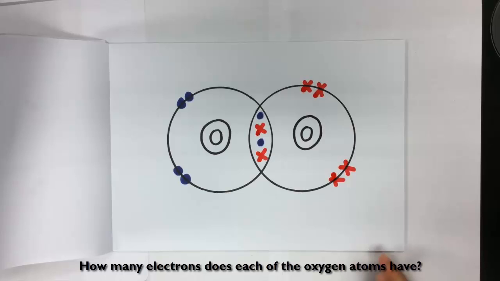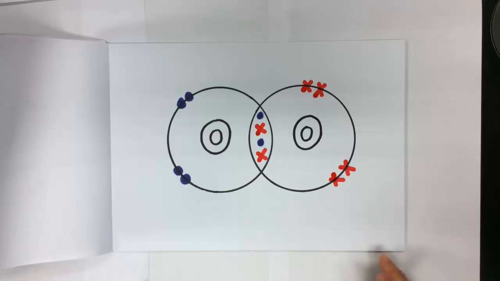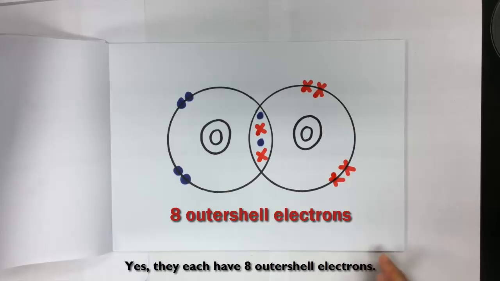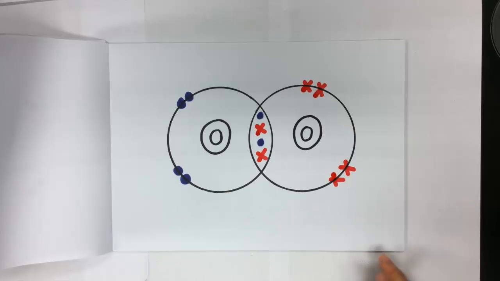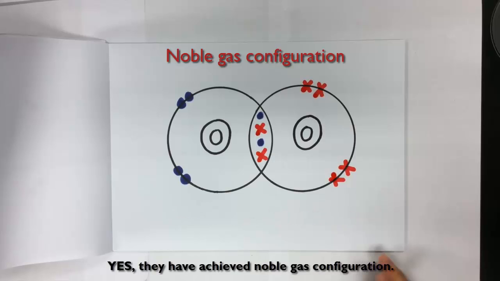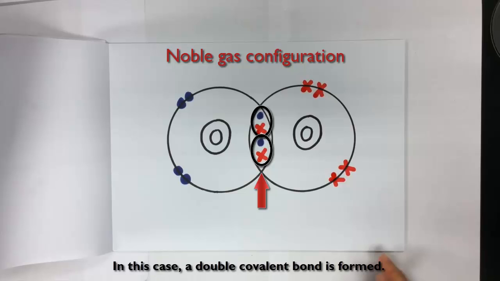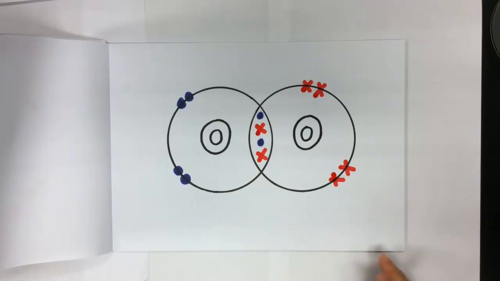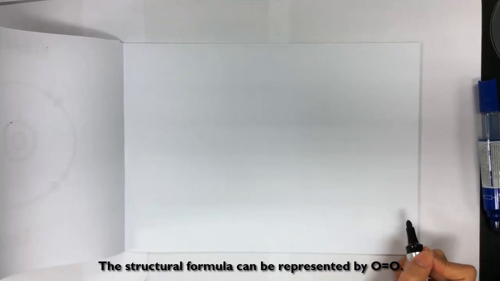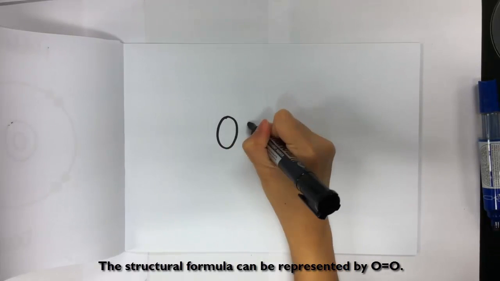How many electrons does each of the oxygen atom have? Yes, they each have 8 outer shell electrons. Have they achieved a noble gas configuration? Yes, they have achieved noble gas configuration. 2 pairs of electrons are being shared. In this case, a double covalent bond is formed. The structural formula can be represented by O=O.